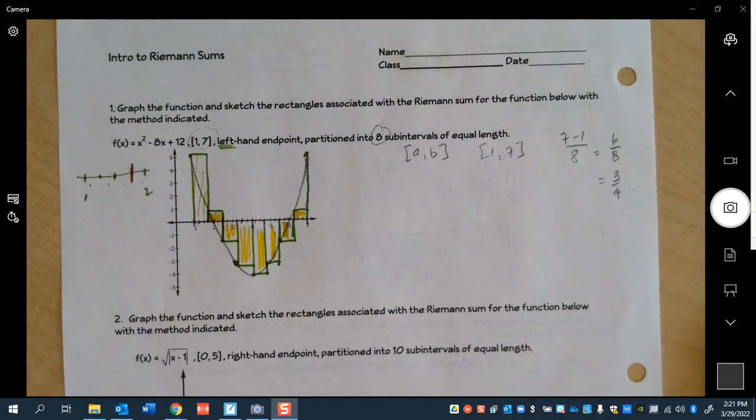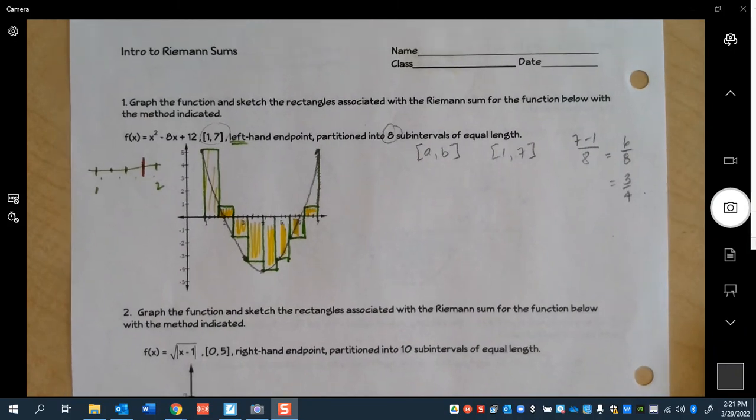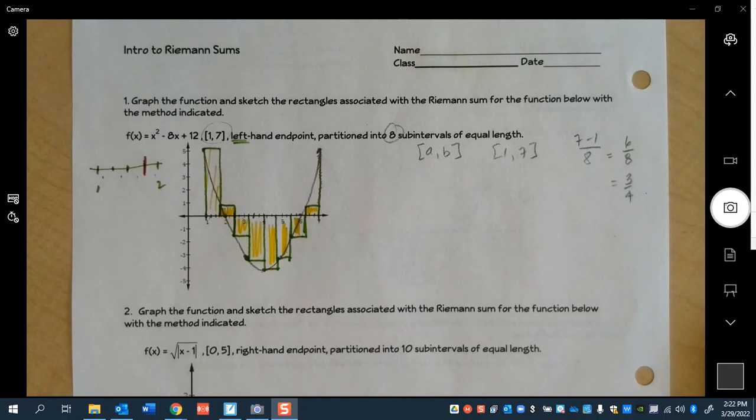So then if I wanted to calculate the area, my calculation would be this width, which is 3/4, times each of these output values on the left-hand side. So 3/4 times 5, 3/4 times 1, 3/4 times -1, 3/4 times -3, 3/4 times -4, 3/4 times -4, 3/4 times -1, and then 3/4 times 1. So that's what we are talking about.